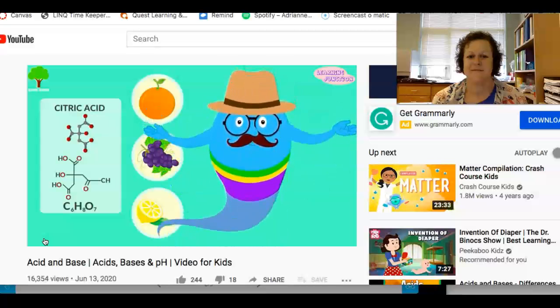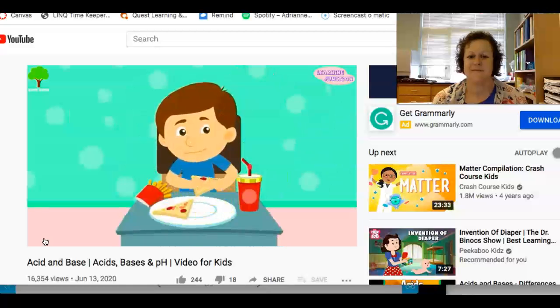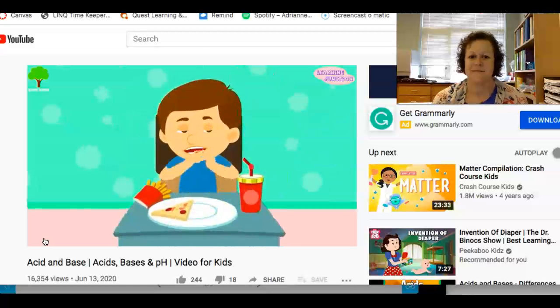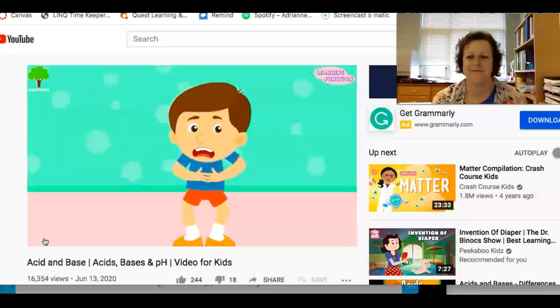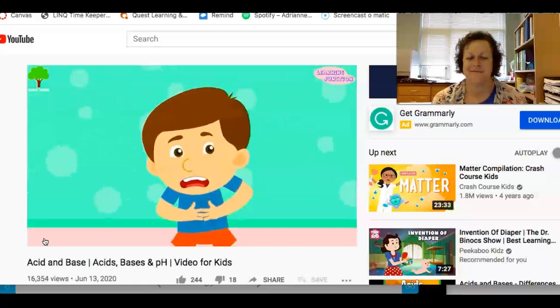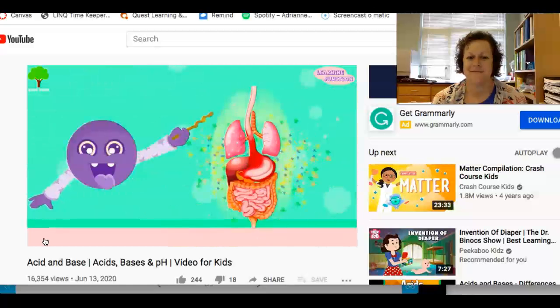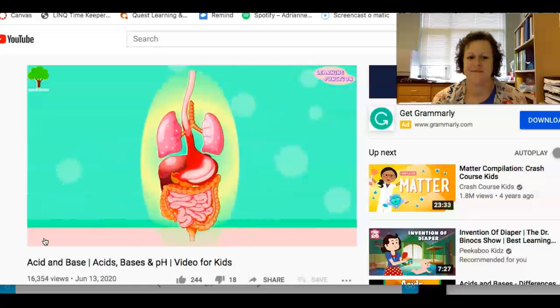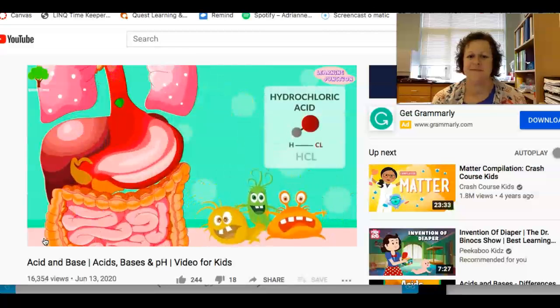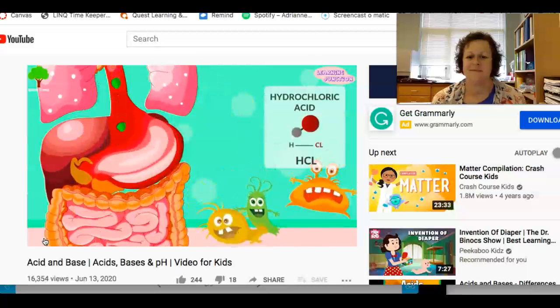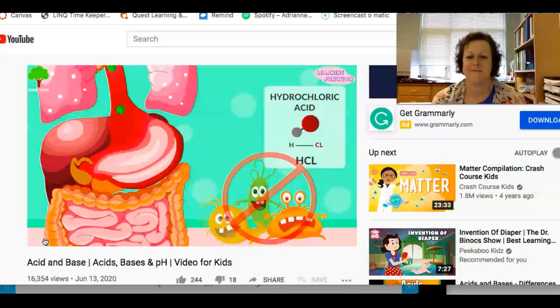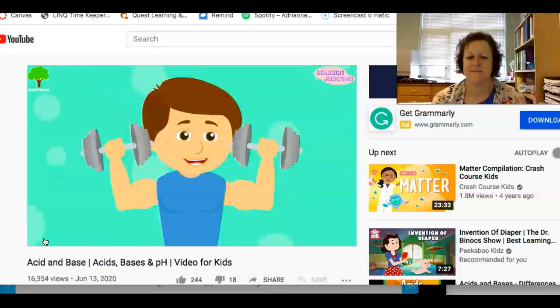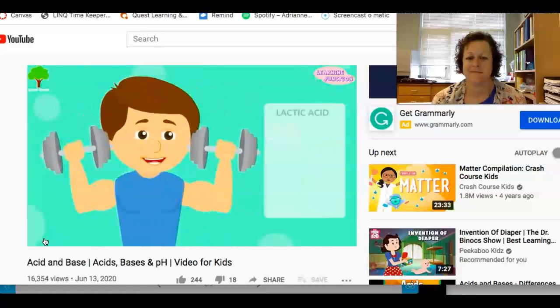Let's see some uses of acids and bases. Remember when your stomach was upset after eating junk food, doctors gave you antacids? These include sodium bicarbonate, or baking soda, and calcium carbonate. They are bases and work by neutralizing stomach acids to water and carbon dioxide gas. The stomach uses hydrochloric acid to help in digesting food. This strong acid also kills bacteria and keeps you healthy. Very good, buddy. When you exercise, muscles produce lactic acid.